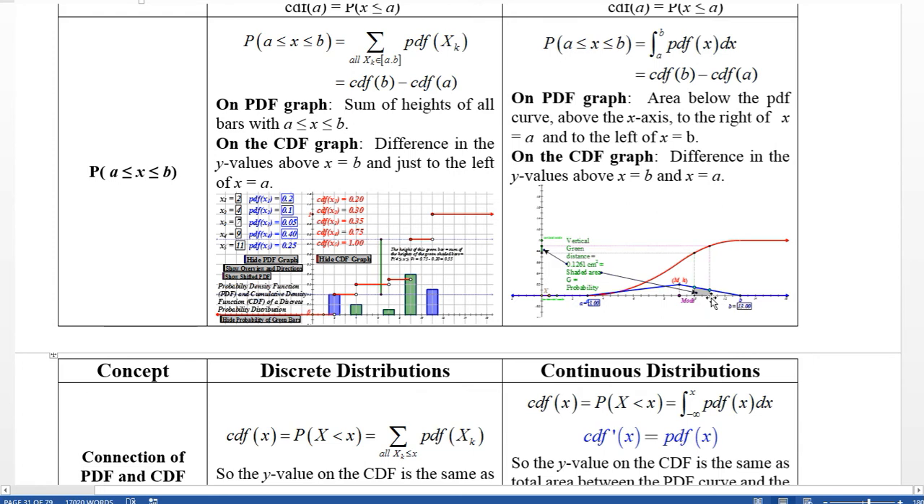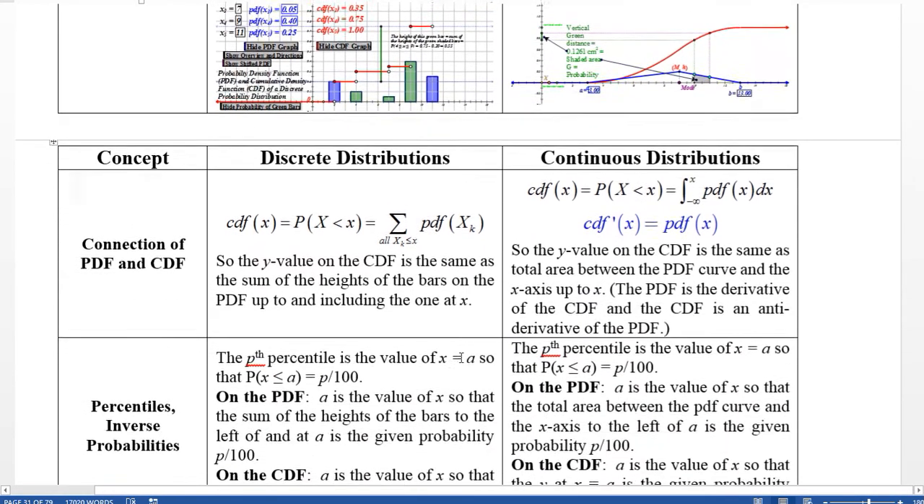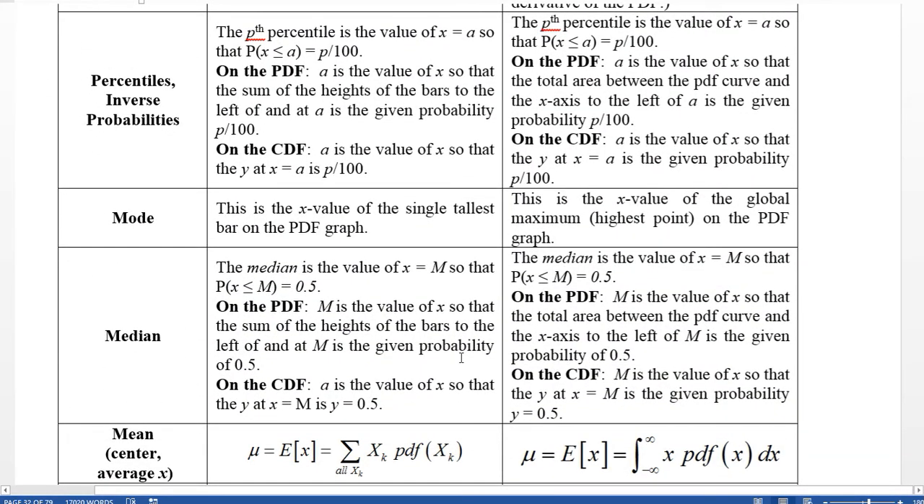So I call that an inverse probability because in this case, you know the probability and you're trying to find the x value. You know the cumulative probability, let's say, and you're trying to find the x value that goes with that. That's an inverse probability type problem. A probability type problem, the backwards from that, is where we know an x value and we want to find, say, the cumulative probability or some other probability associated with that. Probability to the left or to the right or between two numbers.